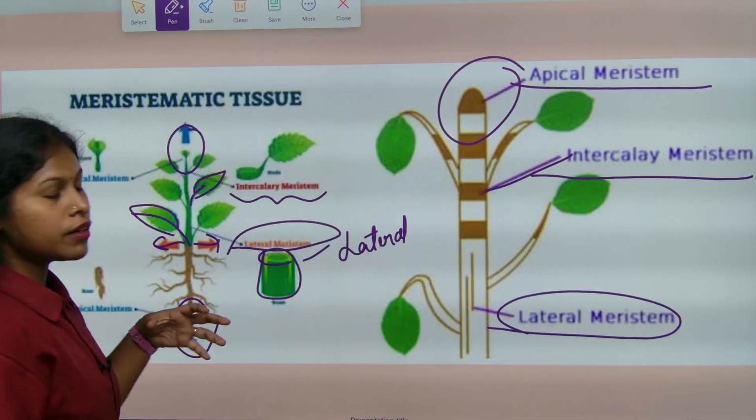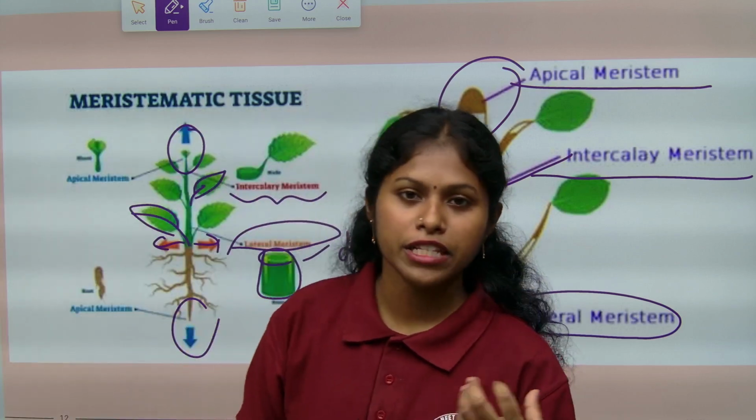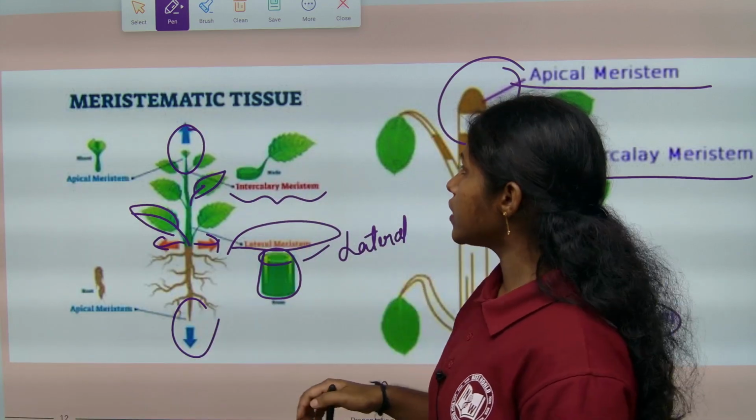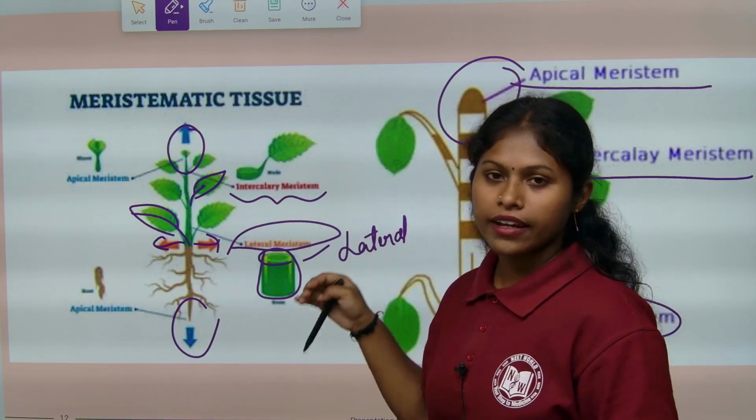This is what we have about the meristematic tissues. Meristematic tissues have three types. What are they, children? Apical, intercalary and lateral.